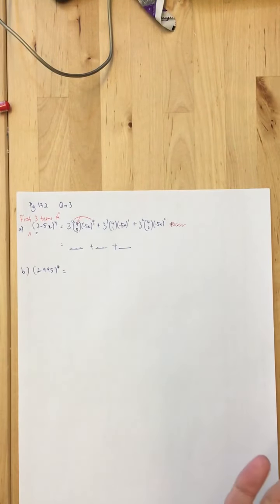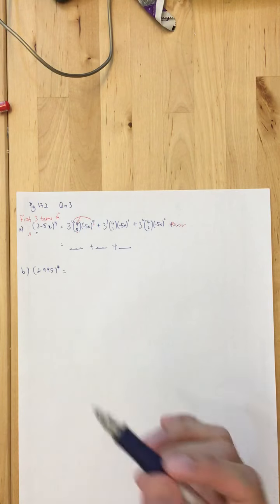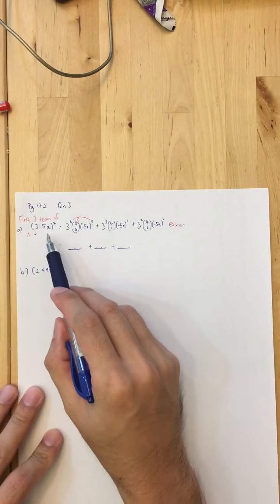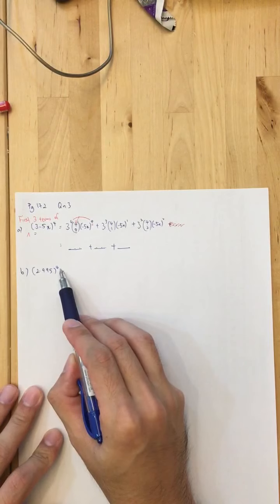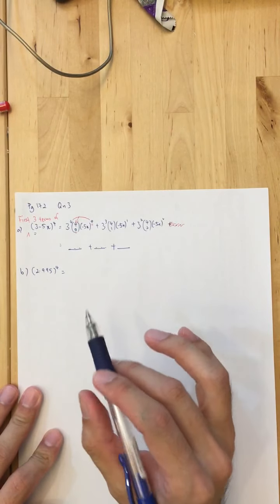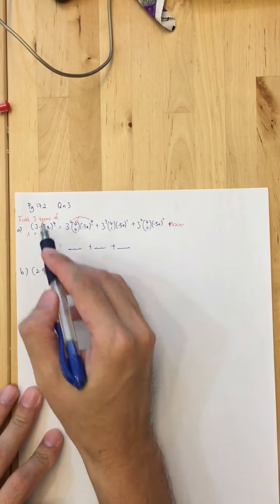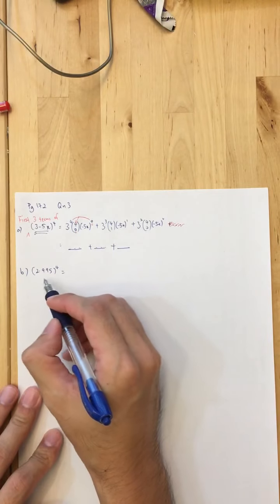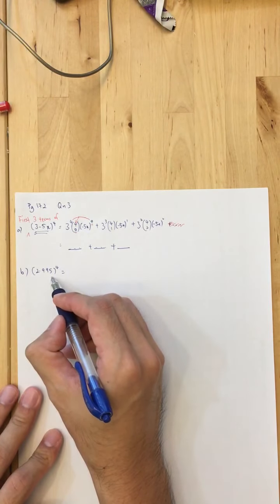So in other words, they ask you to use part A to solve your part B, right? So it must be related. Both questions are to the power of 4. You notice this is to the power of 4, this is also to the power of 4. So you need to find the value of x such that this will end up as 2.995.